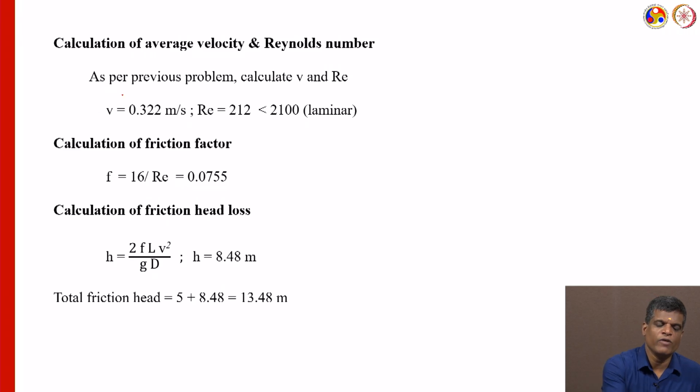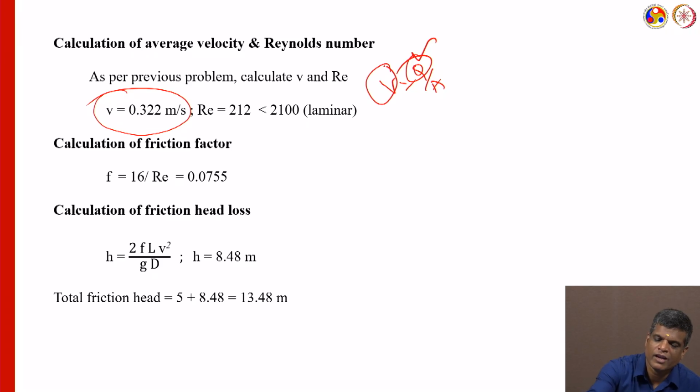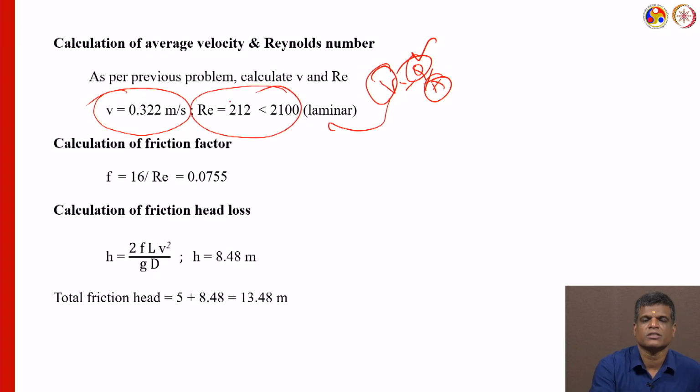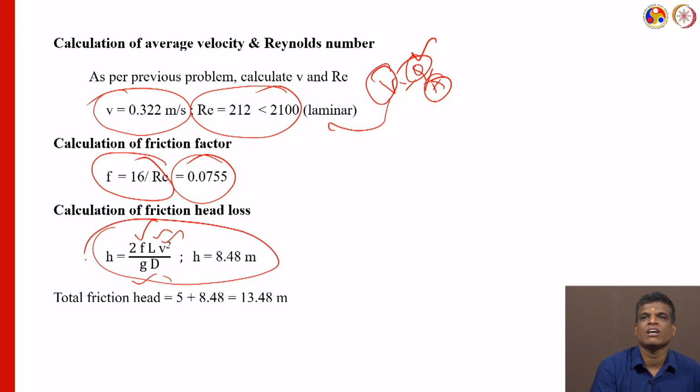Of course, we have to calculate the velocity. We know V equals Q by A, and from the mass flow rate and the density, you calculate the volumetric flow rate. Once the volumetric flow rate is done, from the cross sectional area you can get the velocity. Once velocity is done, we can calculate the Reynolds number. The Reynolds number shows laminar flow, less than 2100. So we can use directly this equation, F equal to 16 by NRe. Now we know F, L, V square, g, D, so we get the height H.